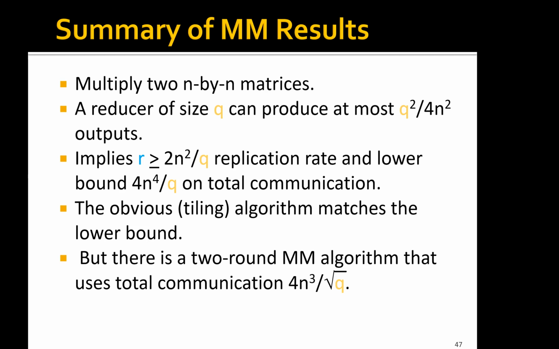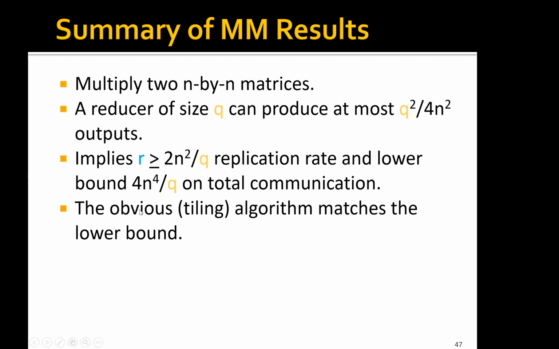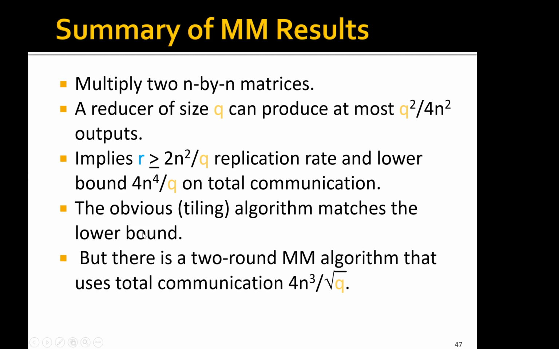Well, it turns out that there is a 2-round matrix multiplication algorithm that uses less communication. It's 4n cubed over square root of q. Now, I should comment, there's no point in making q much bigger than n squared. So square root of q is presumably less than n.